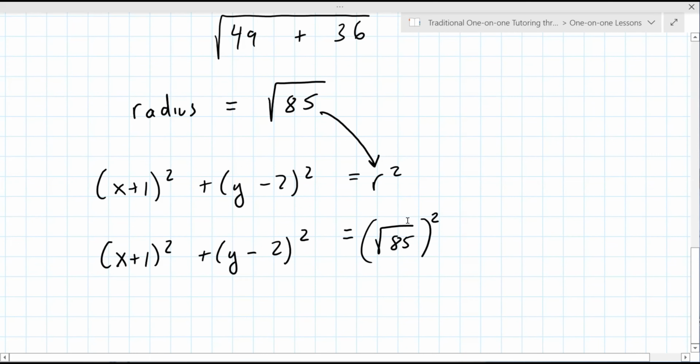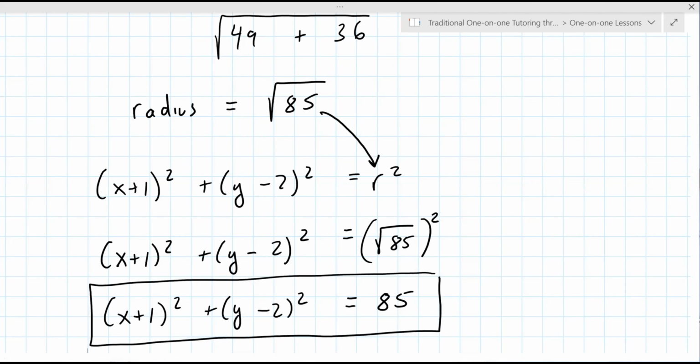A square root is undone by a square. The square undoes the square root. They undo each other. So this becomes just 85 on the right, and then x plus 1 squared, y minus 2 squared, and this is your final answer. Okay. Let me write that down. Okay, sounds good. Let me know when you've got that down, and we'll look at another question.